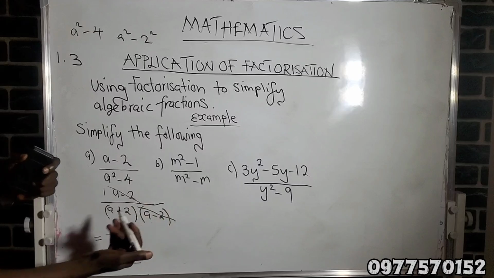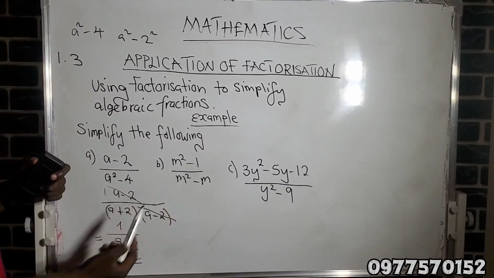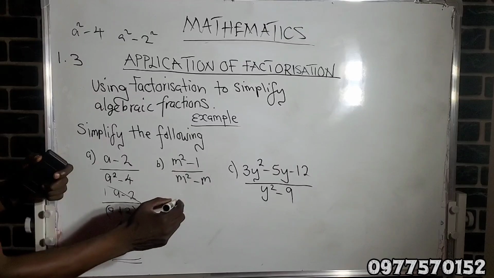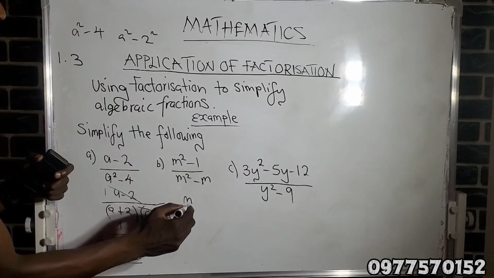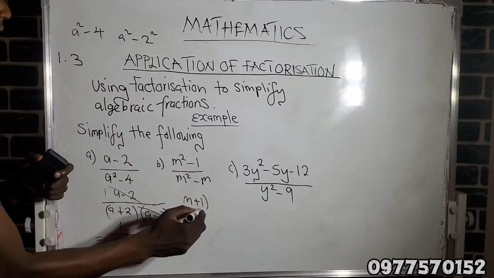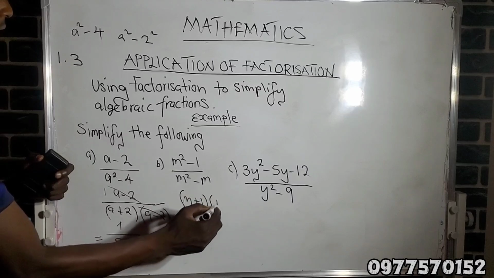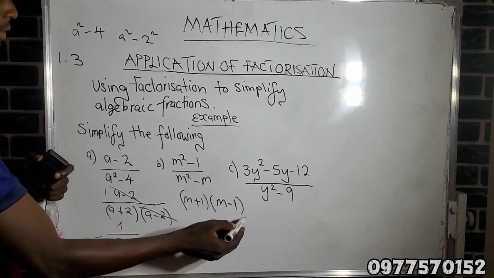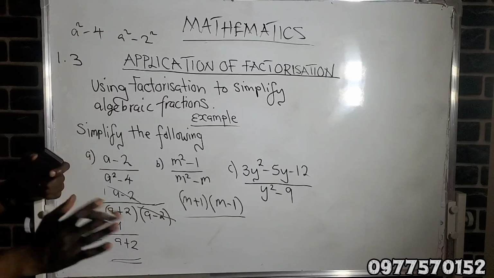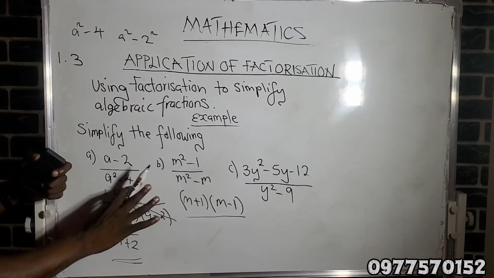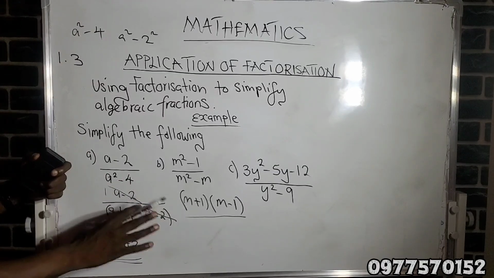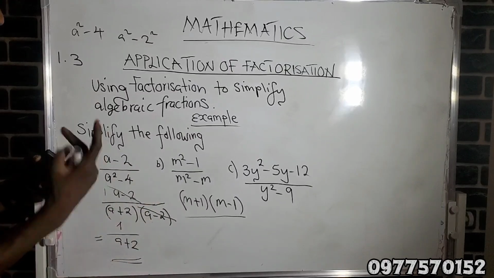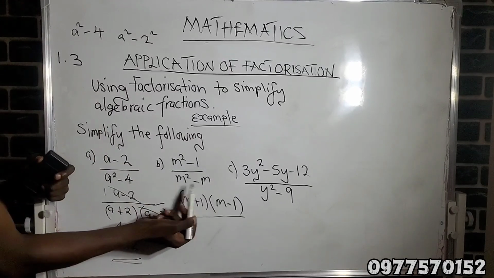Now, when you look at this, what is on top here is a difference of 2 squares, which can be written as m plus 1, open m minus 1. Are we together? Okay. You are following. So I'm doing this; it looks like a shortcut because we've already done how to factorize using a difference of 2 squares. Now, when you look at this, do you have what is common?